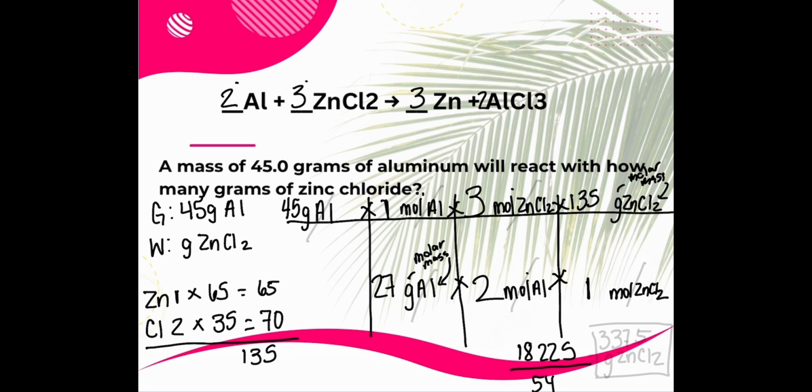Then I'm going to divide my numerator by my denominator, which gives me 337.5. Lastly, I have to get my units, okay? So I'm going to cancel out my like terms. As you can see, all of my like units, I cancel them out. And I see that I'm left with grams of ZnCl2. And that is my answer.